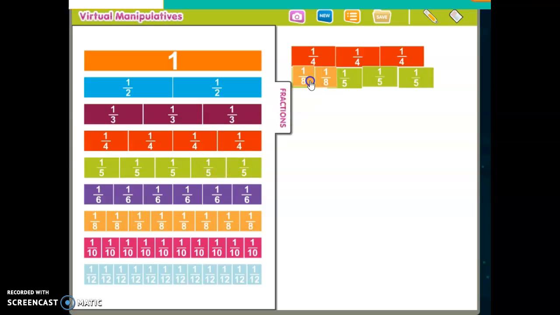Here's a clue. If I can get 2 of them to equal 1/4, then for sure I can figure out that they are equal like this. Yep, so I could say 3/4 equals 6/8.